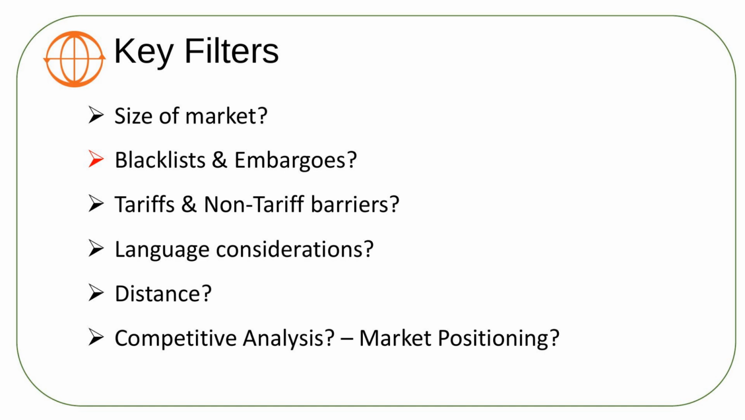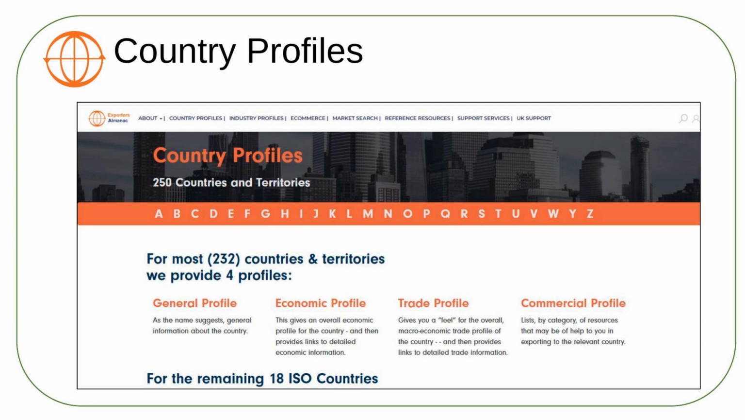The analysis that you carried out using ITC's Trade Map should have helped you with this, but where to find the relevant country information? Easy, see the next slide. We provide country profiles for all 250 countries and territories with an ISO code. If a territory does not have an ISO code, or it is not inhabited, you will not find it here, but then these would not be of business interest to you.